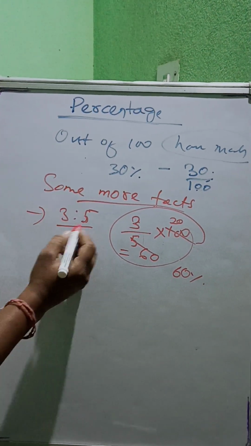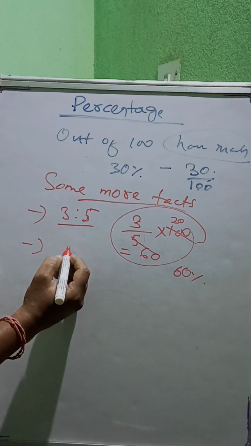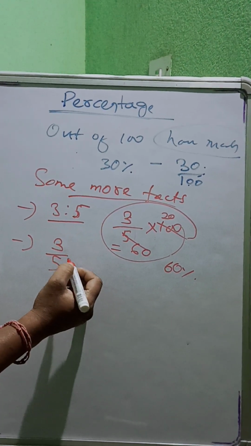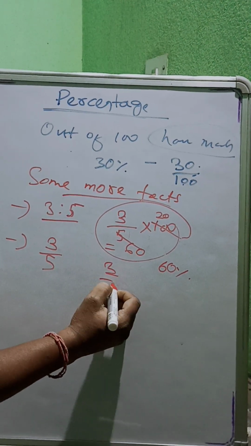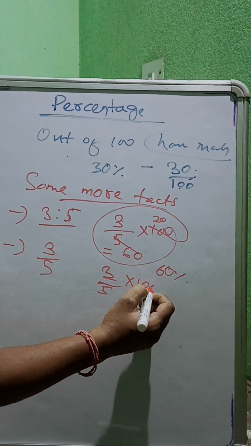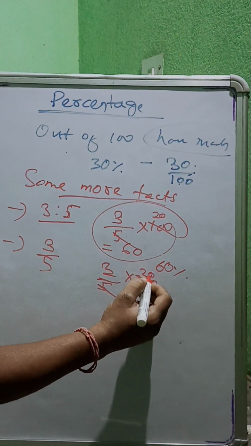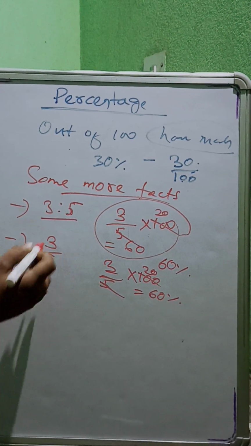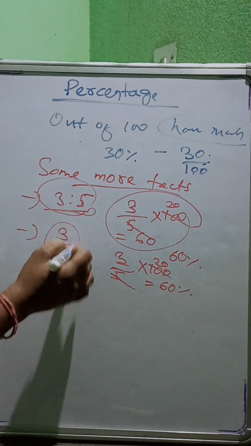So it is in the ratio form. If it is in the fraction form, 3 by 5, how do we calculate the percentage? 3 by 5 into 100, cut down 20. 20 into 3, 60%. This is in the ratio form. This is in the fraction form.